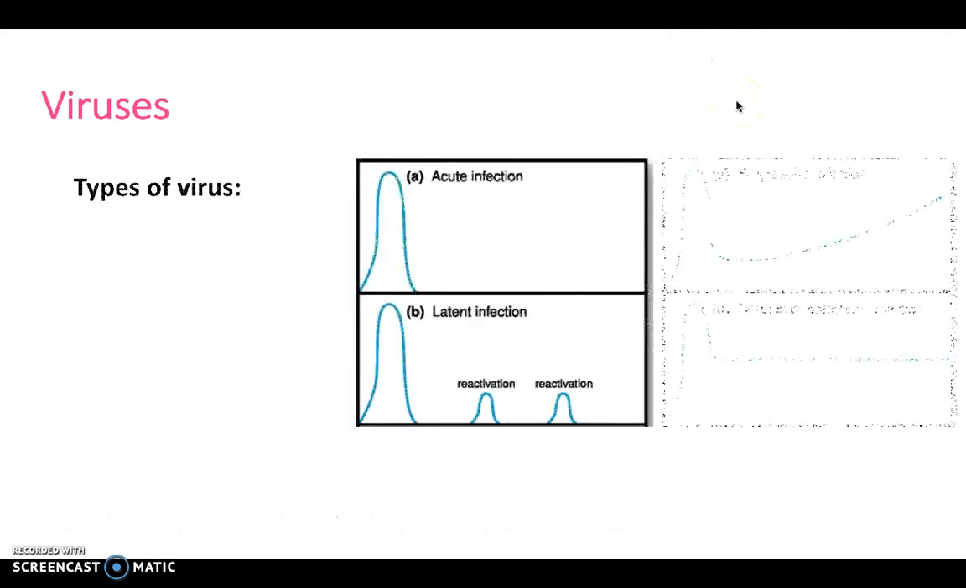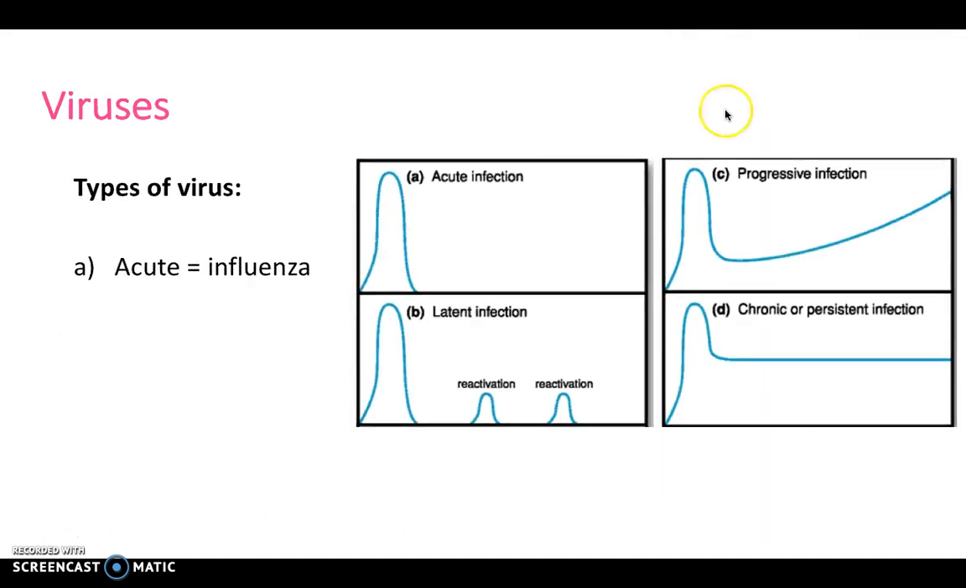So let's take a little bit more of a closer look at that. So A, for example, is an acute infection. It happens once, it happens quick, and then it's over. For example, influenza. B is a latent infection, in other words herpes, so you have one bad infection first and it may reactivate several times individually in the future.